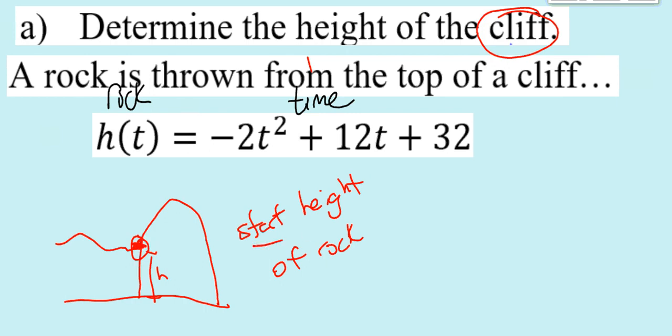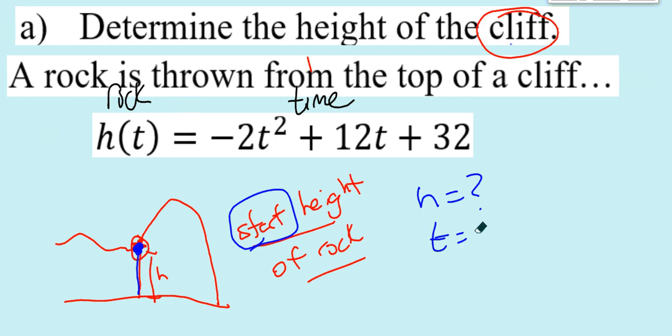So we need to find the starting height of the rock. Well, the starting height of the rock means we're looking for height, which means we must be able to determine time from the information given. Again, the height of the cliff is the height of the rock at the start of its projection. So we need to figure out where the rock is at the start of its journey. Well, the start of its journey is when time equals 0. So we're going to let time equal 0, and we'll be able to find the starting height.